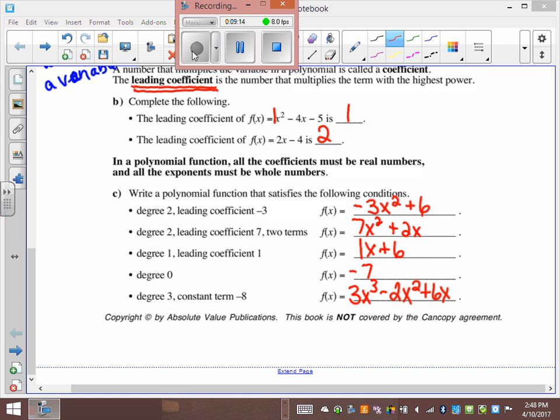But what else do I need? Constant term of minus 8. What does that mean? Subtract an 8. Does it have a variable on it? No, because it's a constant term. So minimally, I could have just went x cubed minus 8, and I would be correct. Okay? It doesn't need to be fancy.